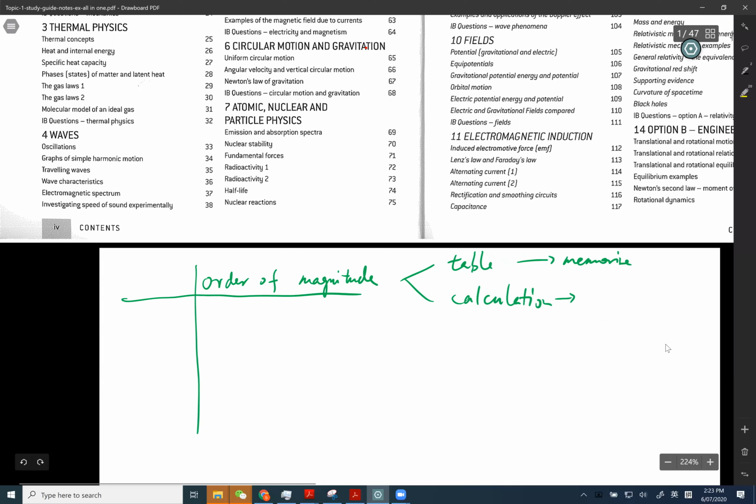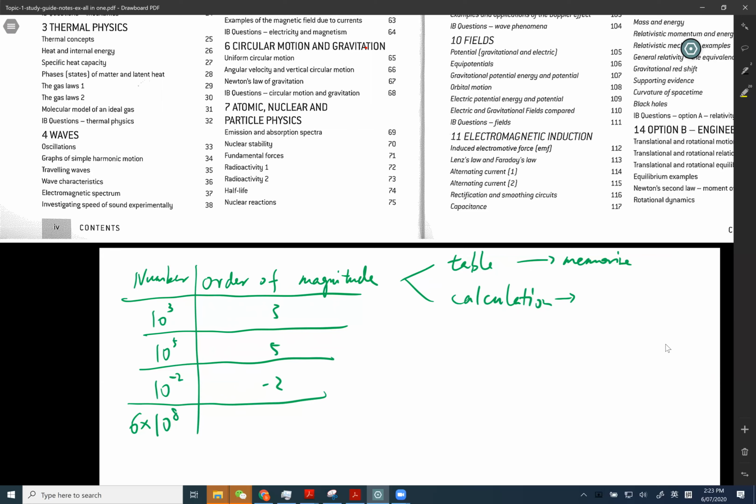This is a number. If 10 to the power 3, just 3. 10 to the power 5, just 5. 10 to the power -2, just -2. Easy, huh? In IB, they ask you another question. What's the order of magnitude?